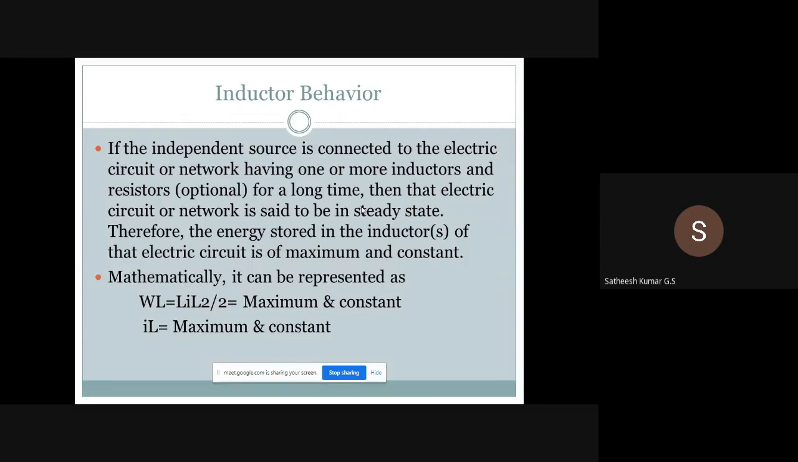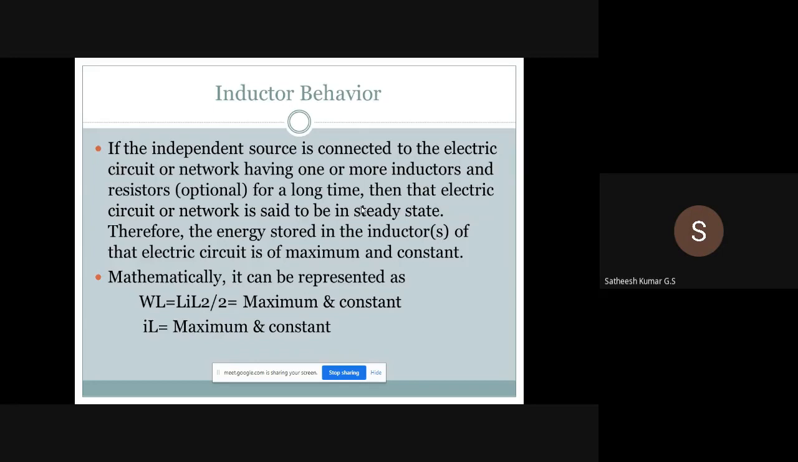If an independent source is connected to an electric circuit or network having one or more inductors and resistors for a long time, then that circuit or network reaches steady state. Therefore, the energy stored in the inductor of the electric circuit is a maximum constant. Simply, if you are giving a constant supply to the inductor, how will the inductor behave? The inductor will produce a constant current at the maximum level.